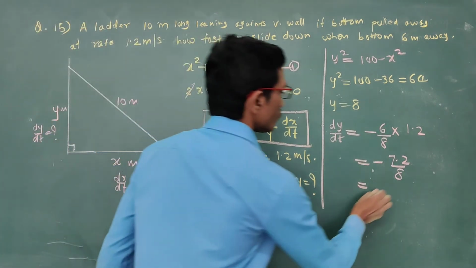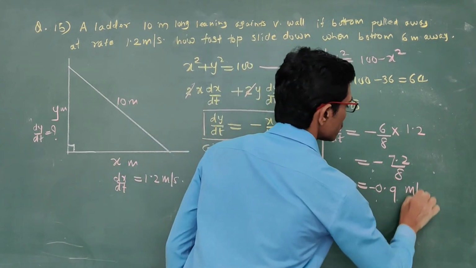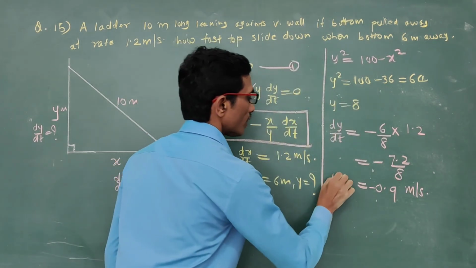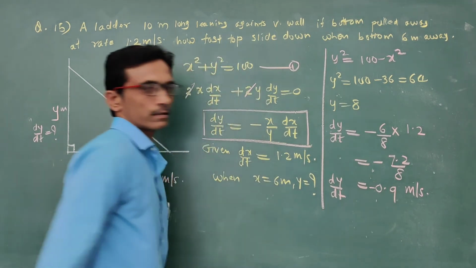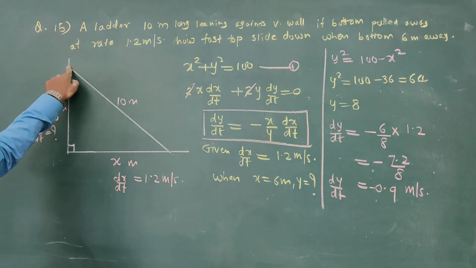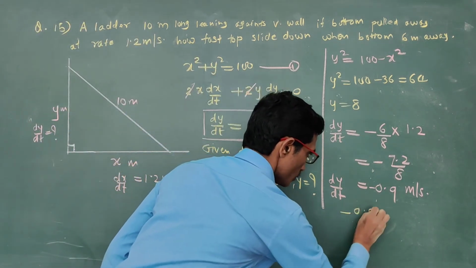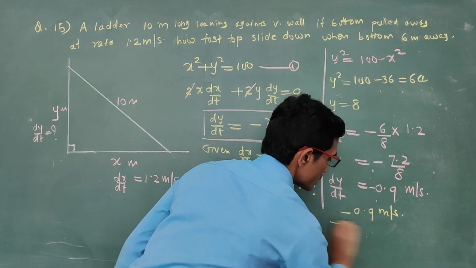0.9, minus sign, meter per second, dy by dt. So what we can write here? Therefore the top of the ladder is sliding down at the rate of minus 0.9 meter per second.